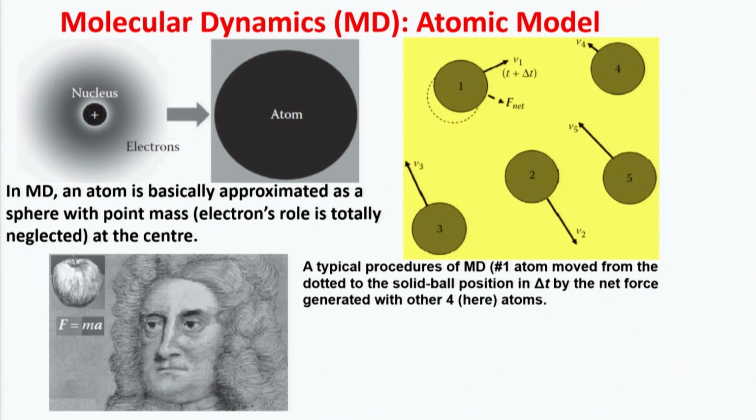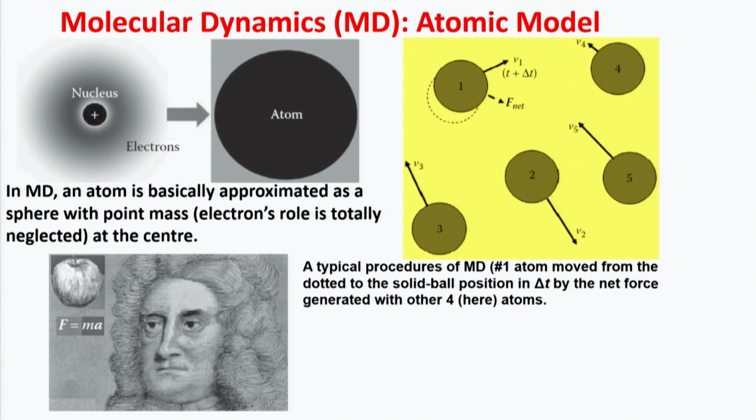Okay, so a typical procedure of MD. In this case, let's say atom number 1 moves from the dotted to the solid position. It was initially at the dotted position, then it moved to this position due to the force imparted by the nearby atoms. And of course we need to use a time step, that means how much it moves in a small step. This time step has to be such that within it no significant process takes place. That means it has to be less than the period of the high-frequency processes that take place, as F equals ma dictates.